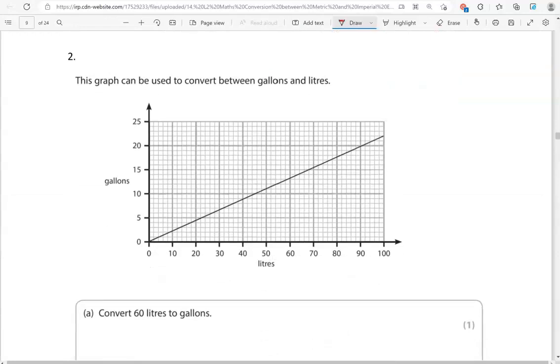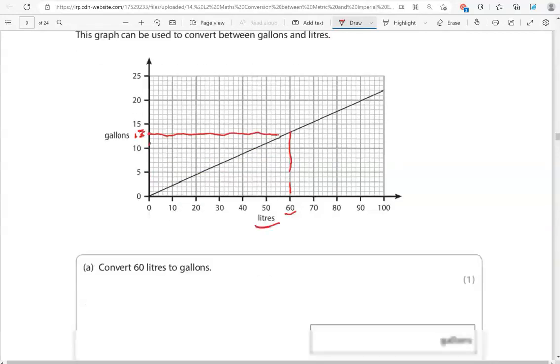This graph can be used to convert between gallons and litres. Convert 60 litres to gallons. So litres, 60, that is about here. So between 10 and 15, so 11, 12, 13. So that's about 13 gallons.